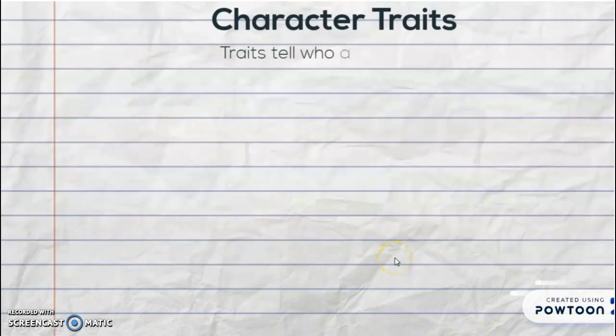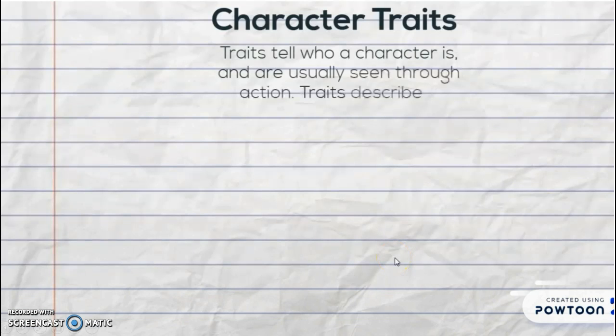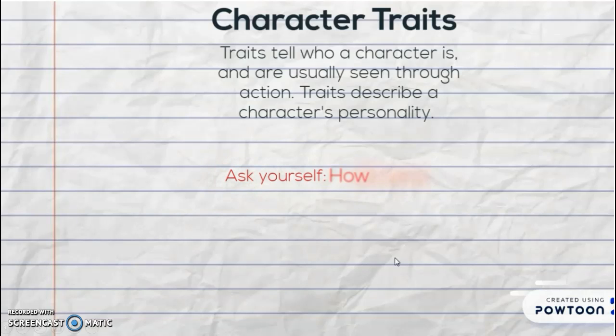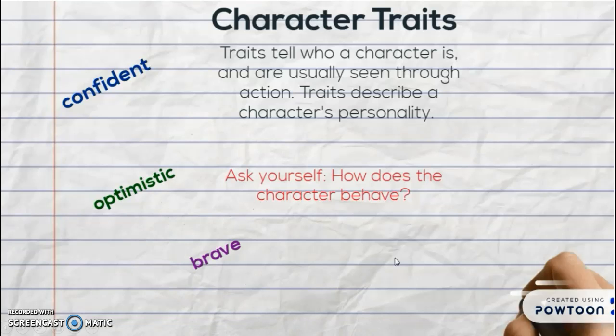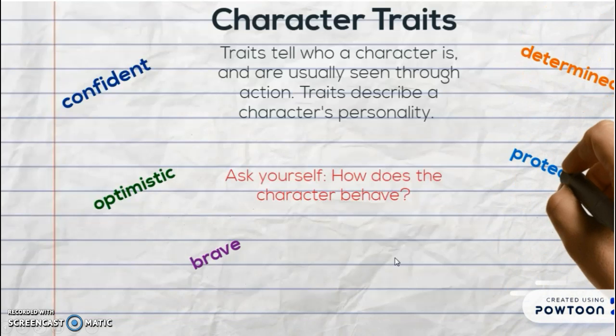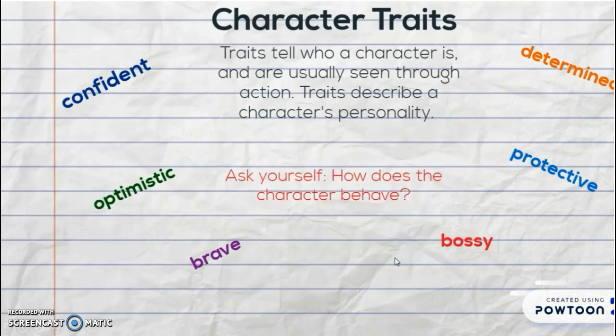Traits have one character bit and are usually seen through action. Traits describe the character's personality. Now stop and ask, how does the character behave? Confident, optimistic, brave, determined, protective, thoughtful.